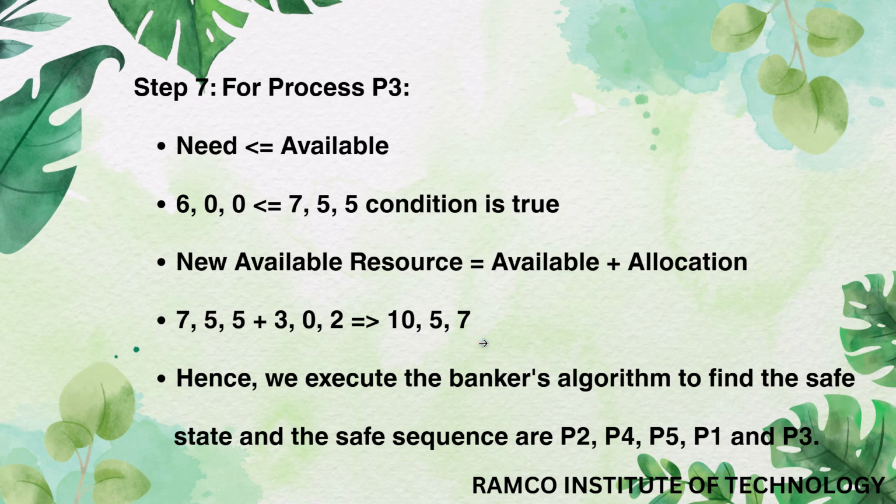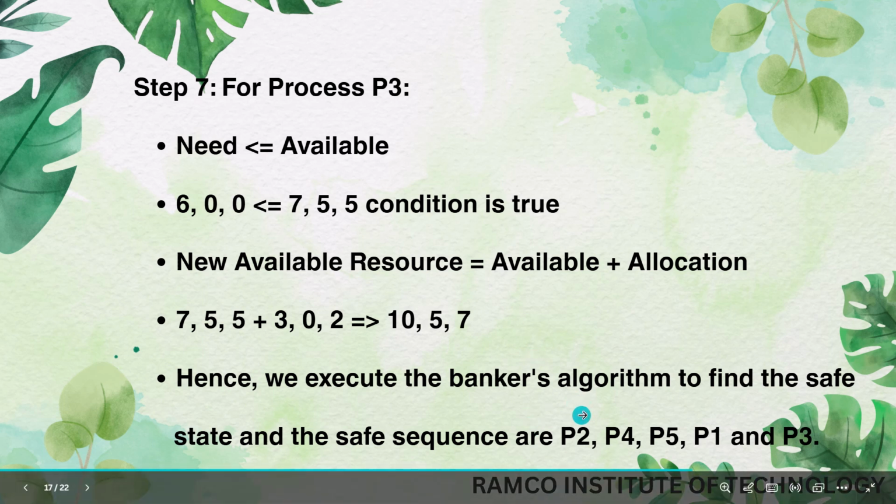Now we will say the particular system is safe because all the processes are entering into the safe sequence. So by using this safety algorithm, we can say whether the system is safe or not. Once all the given processes enter into the safe sequence, we can say the particular system is in a safe state as well as the safe sequence. So here the safe sequence is P2, P4, P5, P1 and P3.